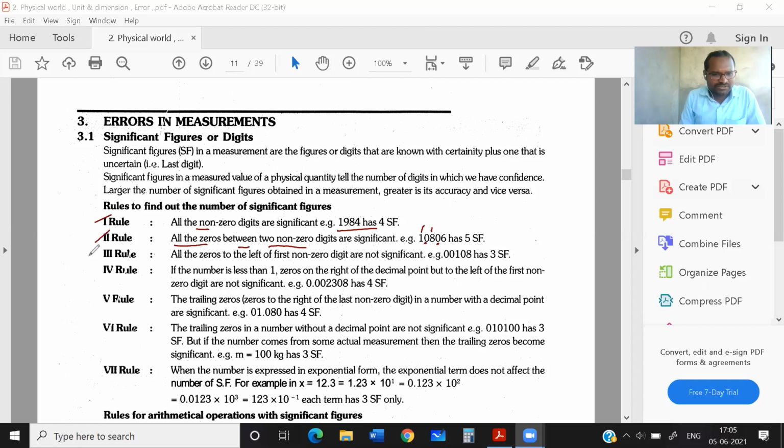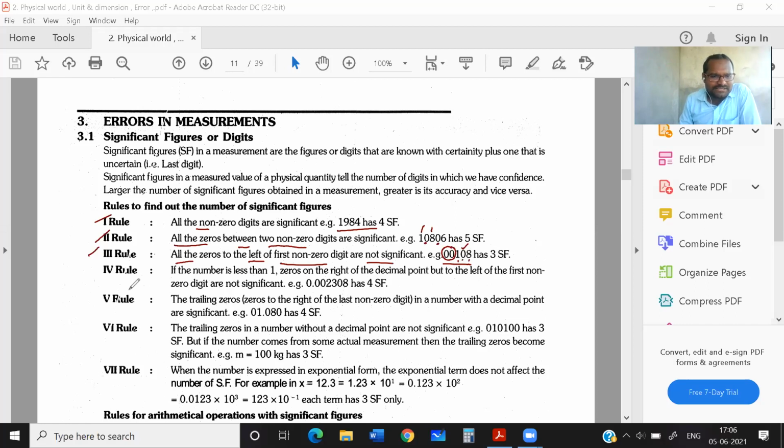Next, third rule, all the zeros to the left of the first non-zero digit are not significant. If you are having a number like this, the zeros which are to the left side of the first non-zero digit, those zeros we should not consider. Those are not significant figures. But one more zero is there, which is present between two non-zero digits, so it is a significant figure. So here the number of significant figures is 3.